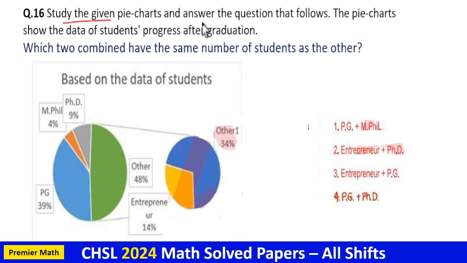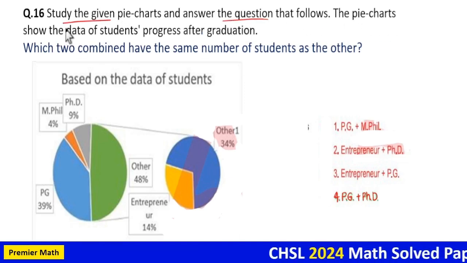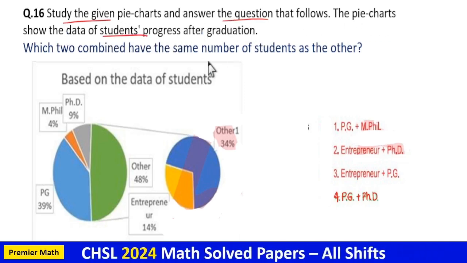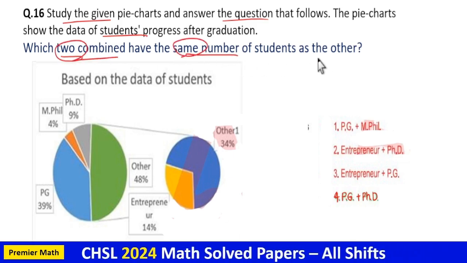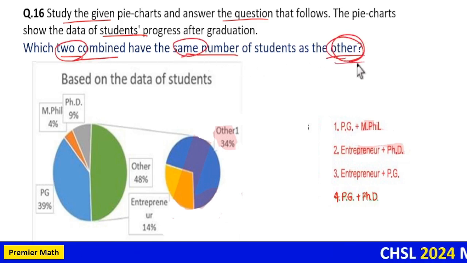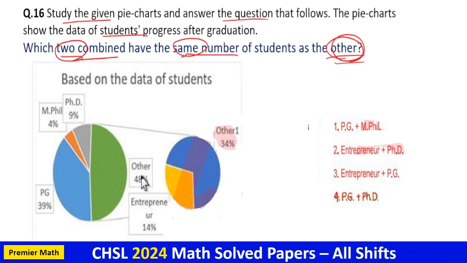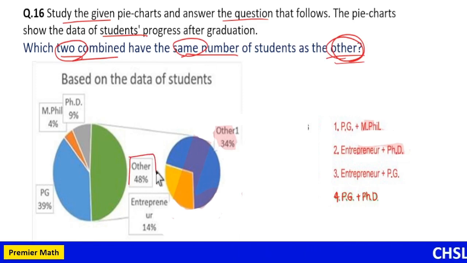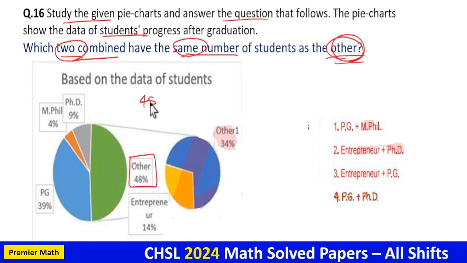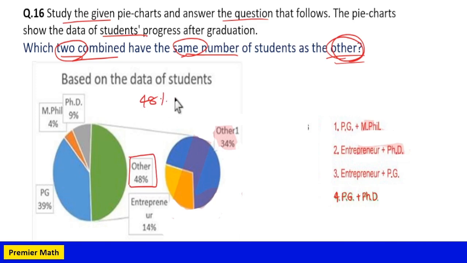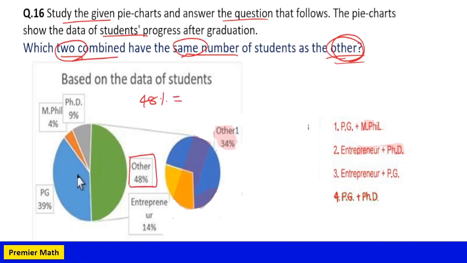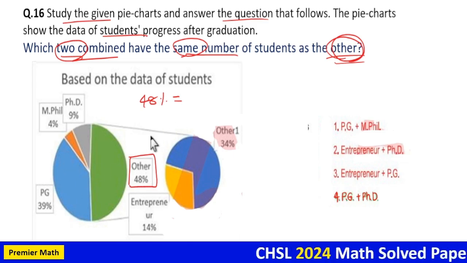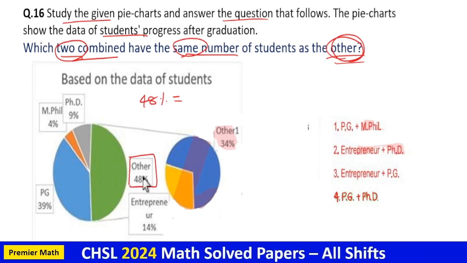Study the given pie chart and answer the question that follows. Pie chart shows data of students' progress after graduation. Which two combined have the same number of students as the other? Here you can see this is other one and this is other. So we need this one. So which two combined portions have same number as 48%. So other two should combine together to form 48%.